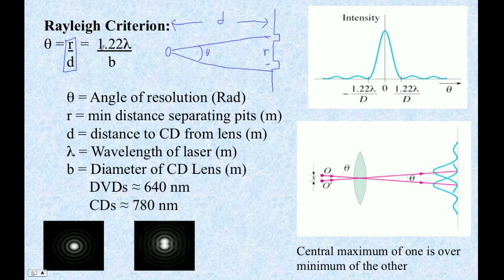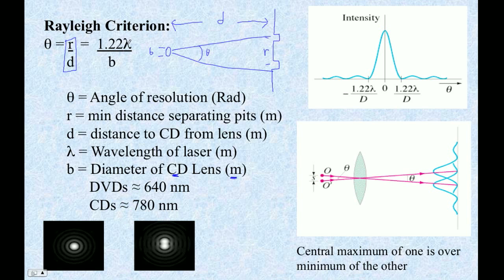And then this is the Rayleigh criterion: if you take 1.22 times the wavelength you're using, and then b is this aperture, the diameter of the lens in meters, of the CD lens, then the smallest angle you can resolve is 1.22 times the wavelength divided by the aperture. So the bigger the aperture, the better the resolution, and the smaller the wavelength, the better the resolution. And we already know that. We know that small wavelengths have better resolution.